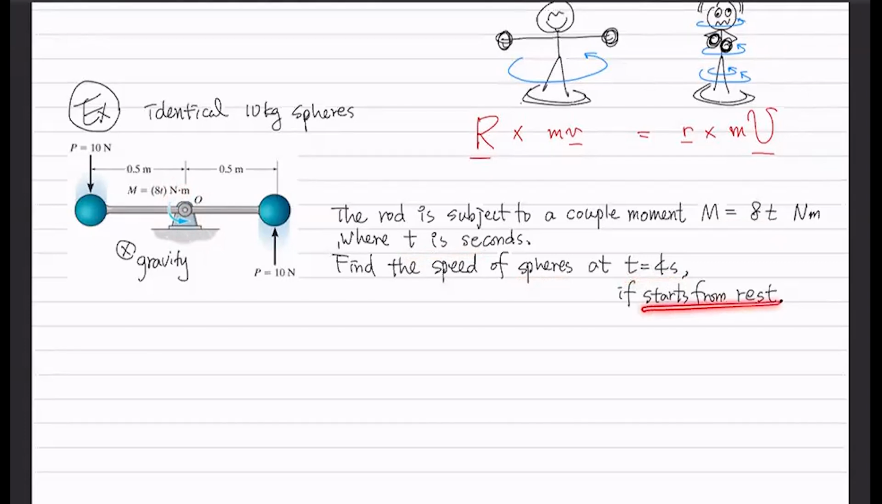And it starts from rest. And there is no gravity in this direction. Gravity is going into this surface, okay? So gravity is like a vertical.